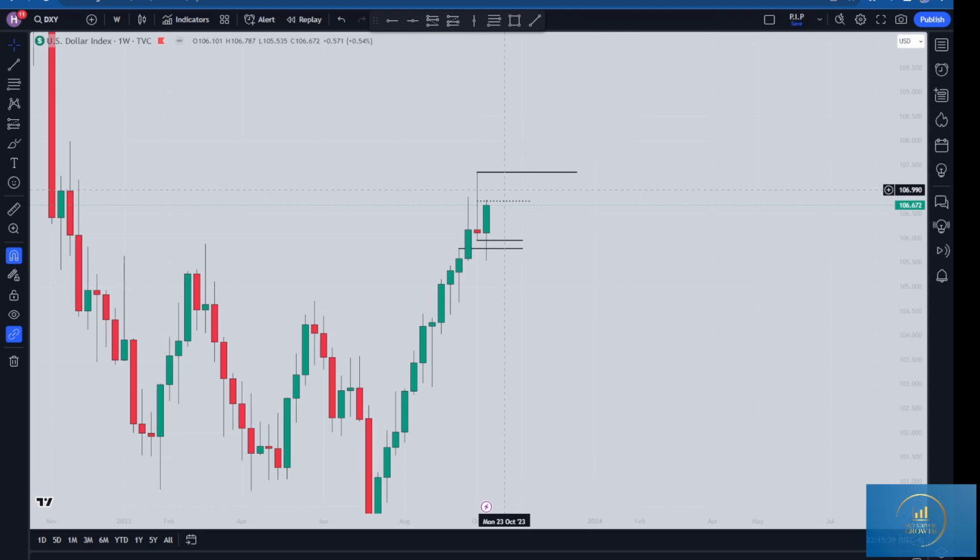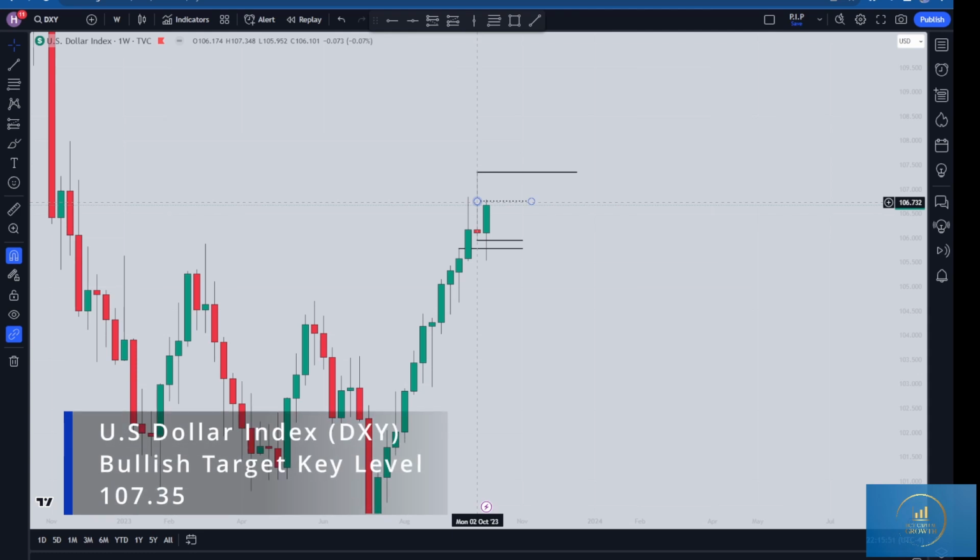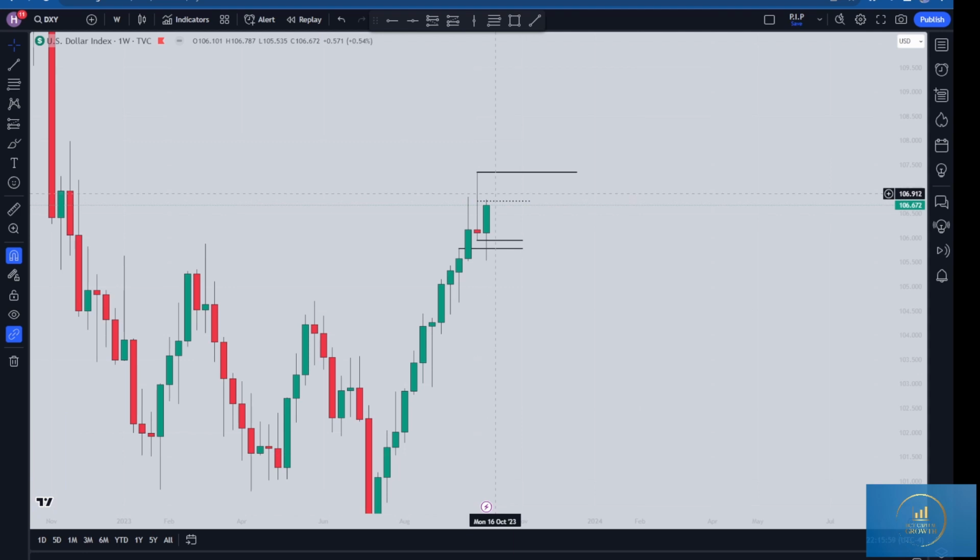If we get a close above that level, which was our last week's target key level, then we can expect price to run for that 107.35 level on the dollar index. So if we're bullish, we want to see a convincing close above this 106.75 level, and our target key level for this upcoming week will be the 107.35 level. Okay, let's get rid of last week's lines.